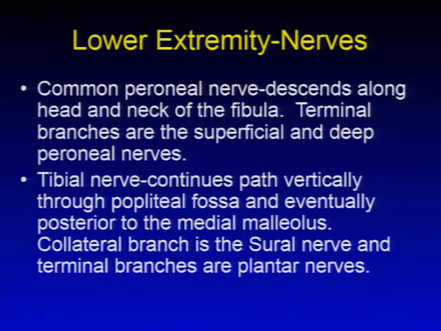The common peroneal nerve descends along the head and neck of the fibula. Terminal branches are the superficial and deep peroneal nerves. The tibial nerve continues its path vertically through the popliteal fossa and eventually posterior to the medial malleolus. It has a collateral branch, which is the sural nerve, and terminal branches, which are the plantar nerves.